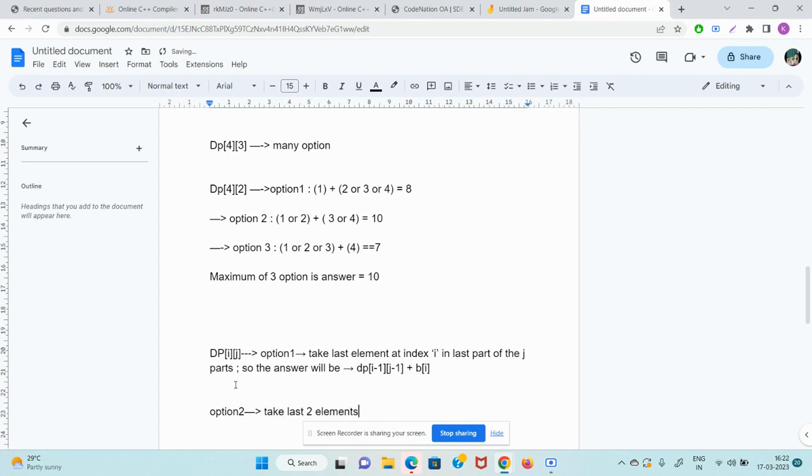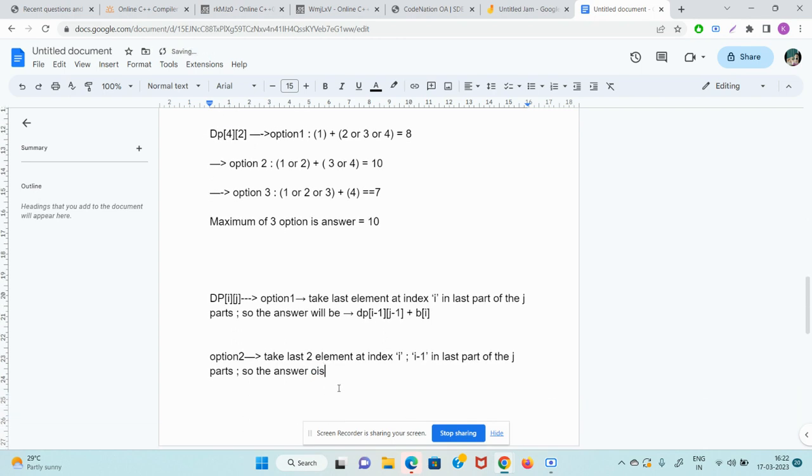This is option 2. Take the last two elements at index i and i minus 1 in the last part of the j parts. So the answer is dp of i minus 2, j minus 1. I hope you guys understood why we are doing j minus 1. Plus B of i minus 1 or B of i.